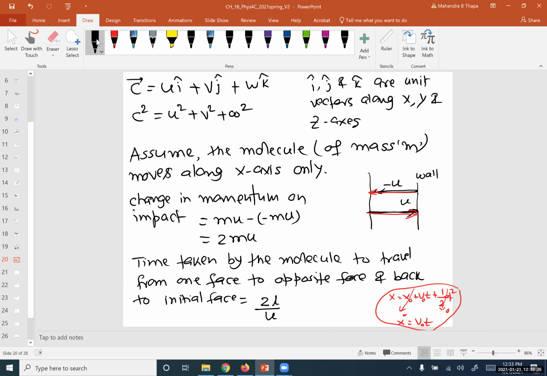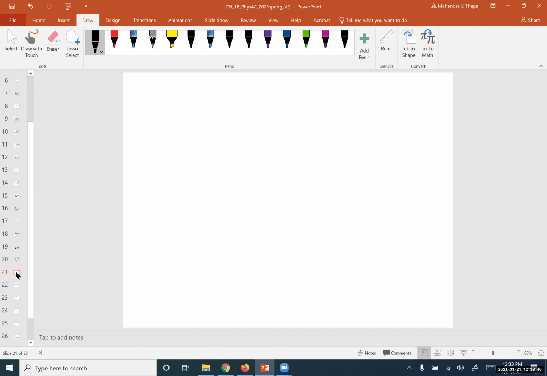Next, we have to move forward. Then we can find the pressure. If you know the force, you can find the pressure. So, pressure on the face x. Okay, how to find the pressure?